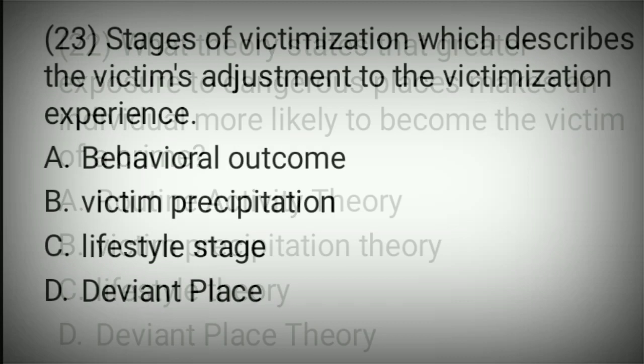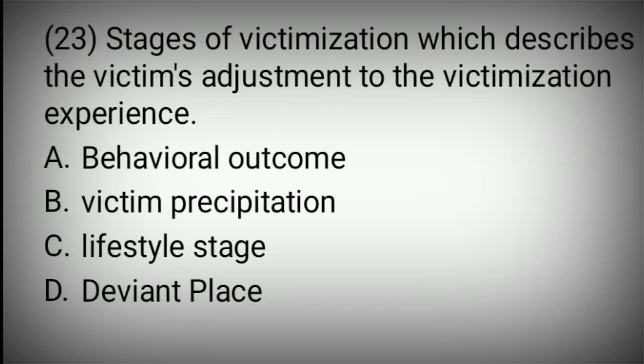23. Stages of victimization, which describes the victim's adjustment to the victimization experience. A, Behavioral outcome. B, Victim precipitation. C, Lifestyle stage, or letter D, Deviant Place.